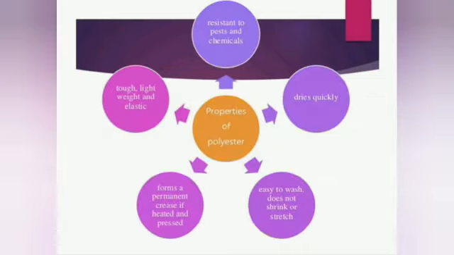Next we'll start with the properties of polyester. Polyester dries quickly and is easy to wash, does not shrink or stretch, and forms a permanent crease if heated and pressed. It is tough, lightweight and elastic, and it is resistant to pests and chemicals. So these are some properties.